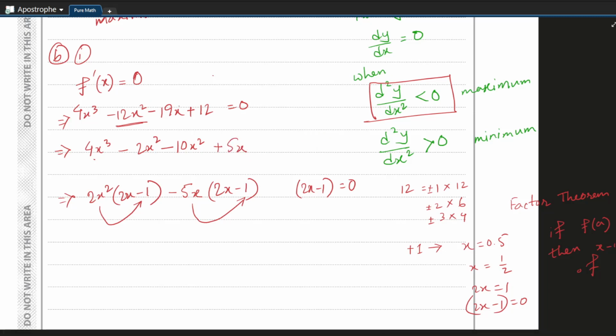But we need negative 19x. That means we need negative 24x, since negative 24 plus 5 gives negative 19x. If we add these two, then we get negative 19x. But in this line, we don't have negative 24x yet. That means we have to multiply by negative 12. So 12 times 2 is 24, then x. We also have to multiply with this term, which gives us positive 12, which matches the positive 12. So everything matches.